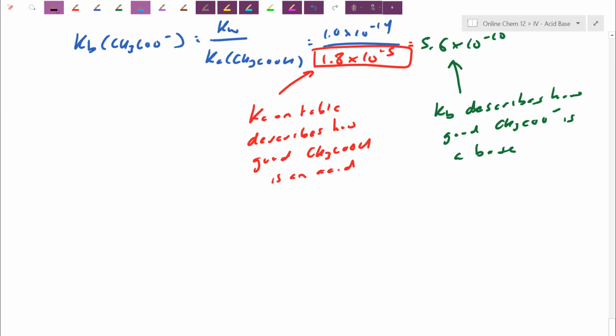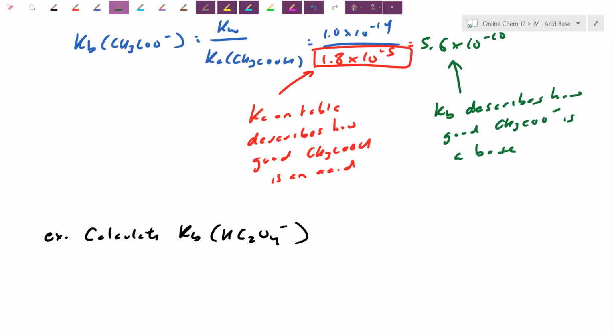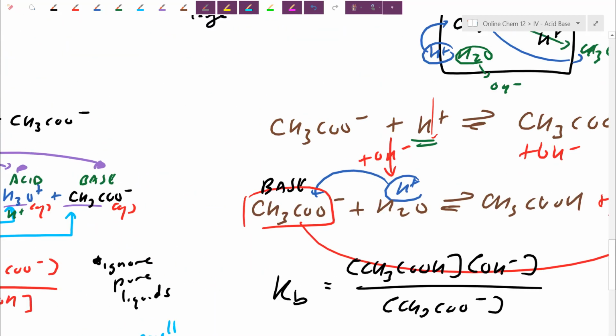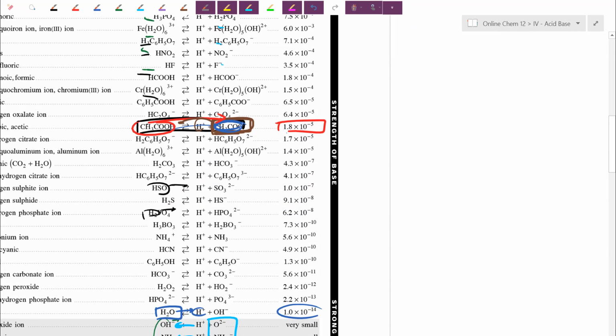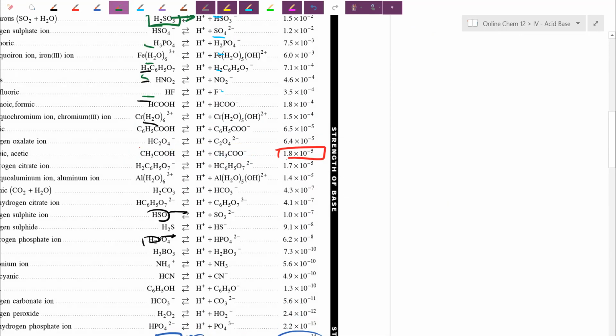So case in point, can you calculate for me the Kb value for oxalate? Calculate the Kb for this expression. Let's go back to our table and look for it. Wait, this one has a hydrogen, this one has a negative. It could be amphiprotic. I would expect to see this HC2O4 minus on two sides of the table. So let's find it. HC2O4 minus as an acid, its Ka constant is 6.4 times 10 to the negative 5. That's how good it is at coming forwards.